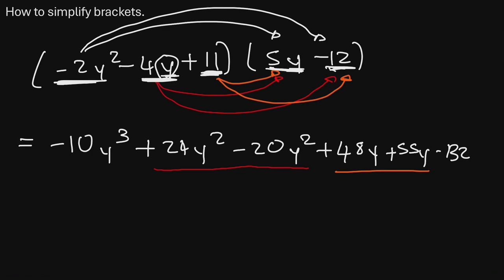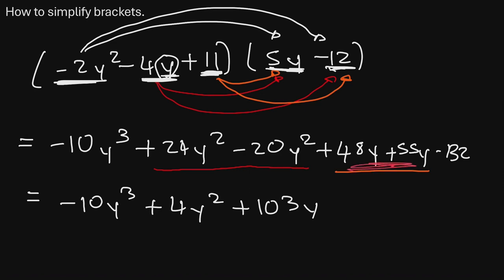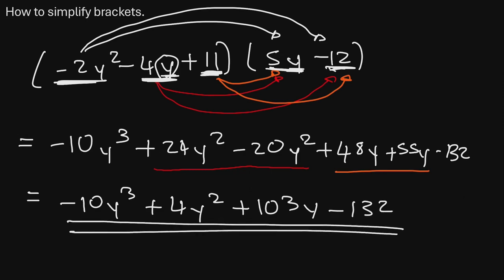Like terms. So we're going to drop down this thing, which is negative 10y cubed. And then we're going to say what? Positive 24 minus 20, which is going to give us positive 4y squared, because those are like terms. Then we're going to say what? 48 plus 55, which is going to give us what? 103y, because these are like terms. We add them. And then lastly, we have a constant, which is negative 132. So that is how we simplify a trinomial with a binomial.